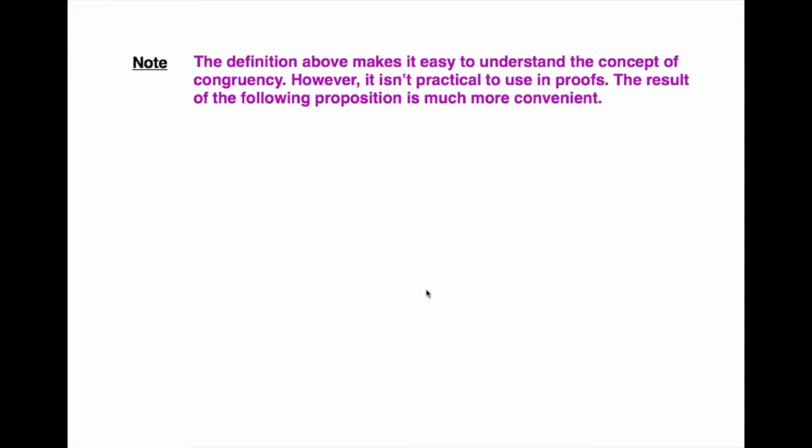So the definition we saw until now makes it kind of intuitive how to figure out that two numbers are congruent. You just look at the remainder. The definition above makes it easy to understand the concept of congruency. However, it isn't practical to use in proofs. The result of the following proposition is much more convenient.